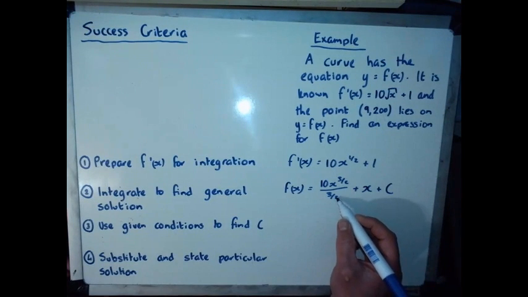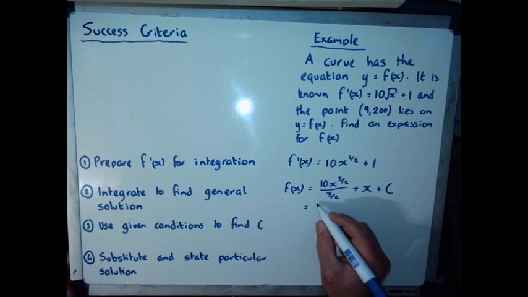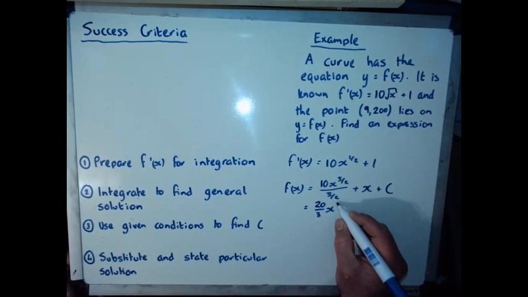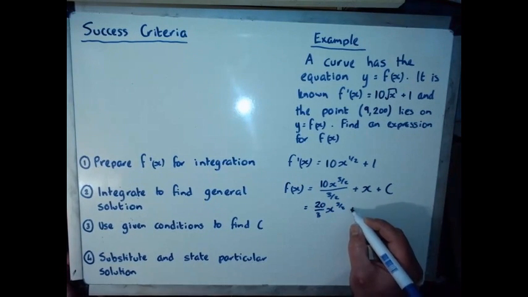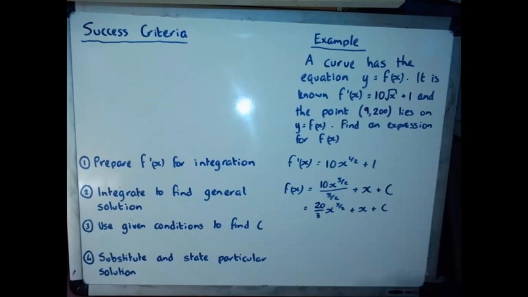But the quick method: let's multiply this denominator by the number at the top there, and we end up with 20 over 3 x to the power of 3 halves plus x plus c. So that's it now integrated. This is what we would call the general solution because we don't know what c is. So we want to go ahead and find c.